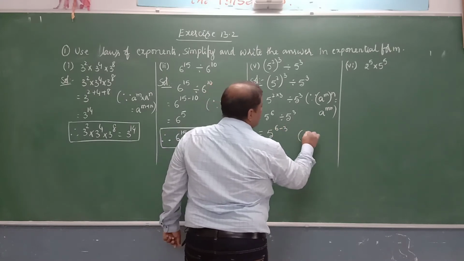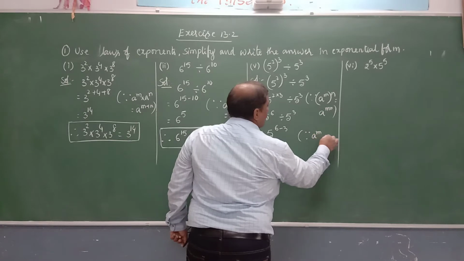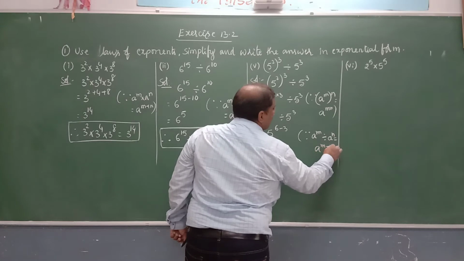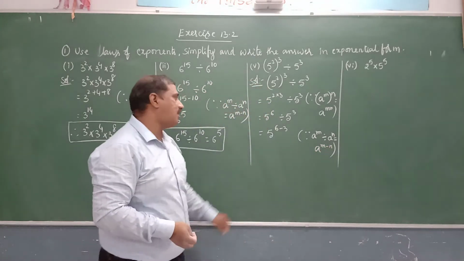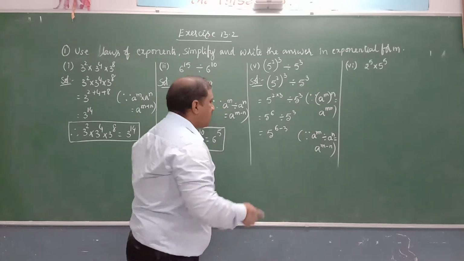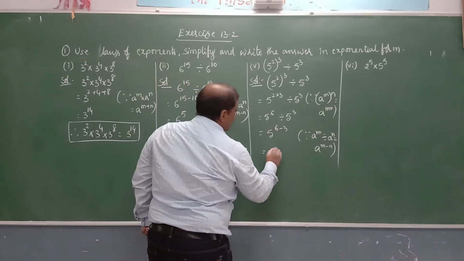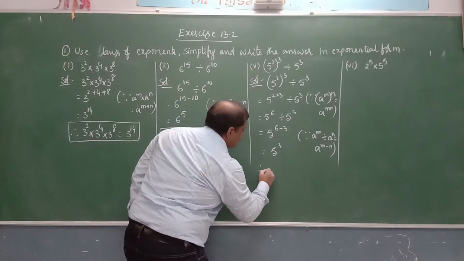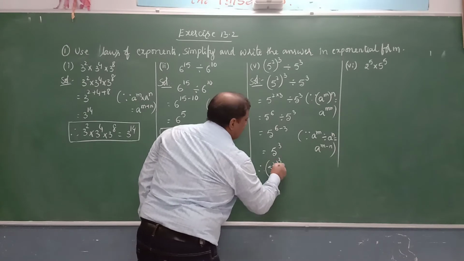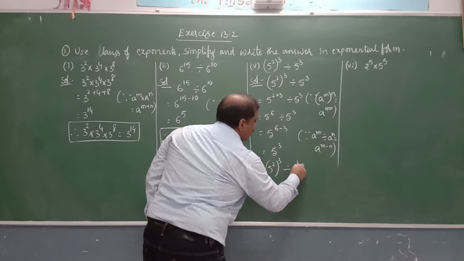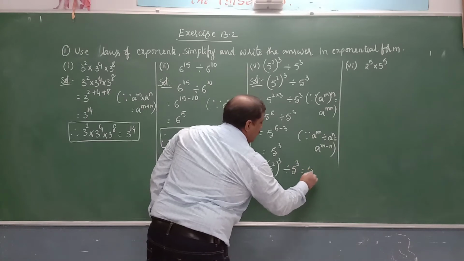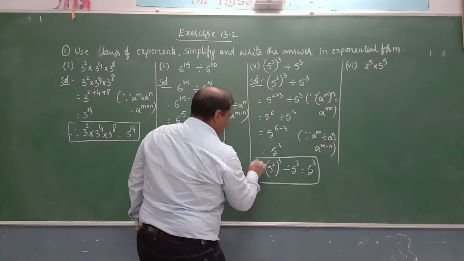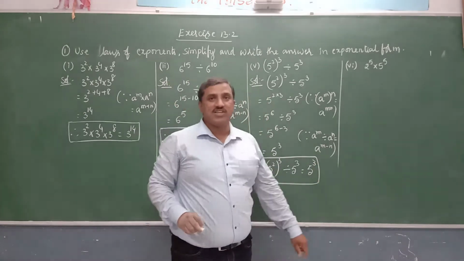So write the formula: since it is a to the power of m divided by a to the power of n, that is equal to a to the power of m minus n, that is, subtract the exponents. Now 6 minus 3 is equal to 3, that is 5 to the power of 3 or 5 cube. Therefore 5 square whole to the power of 3 divided by 5 cube is equal to 5 to the power of 3. Like this we will simplify and we will write the answer in the exponential form.